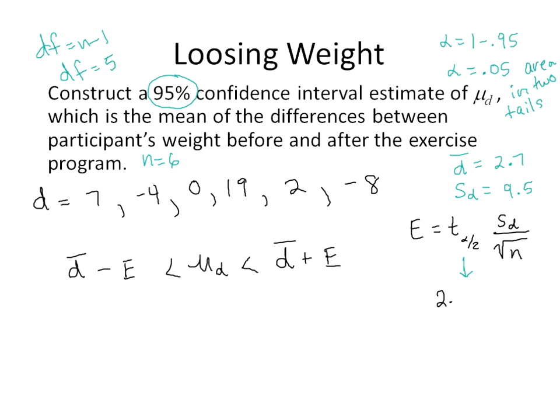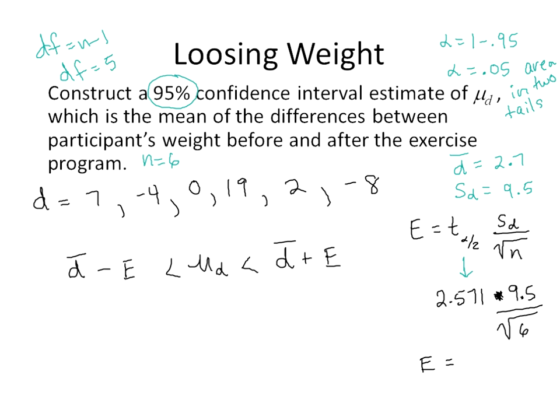Okay, so 2.571, I think that's what we had said. And then you multiply that by the standard deviation, which by the way has been rounded to 9.5. So that mark right there is supposed to be multiply, and then divided by the square root of n, which is 6. So that will give you the margin of error.